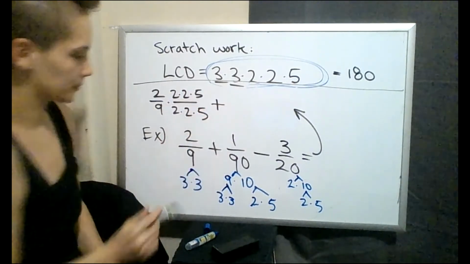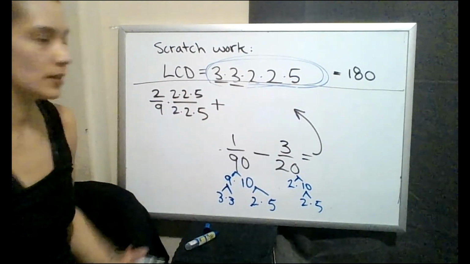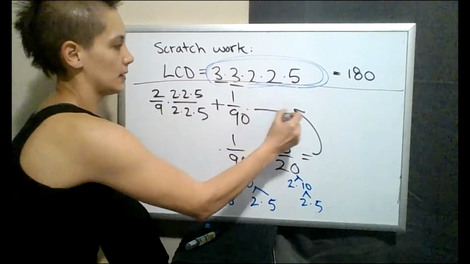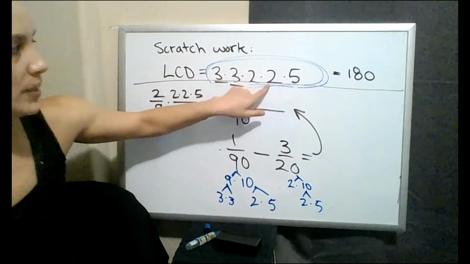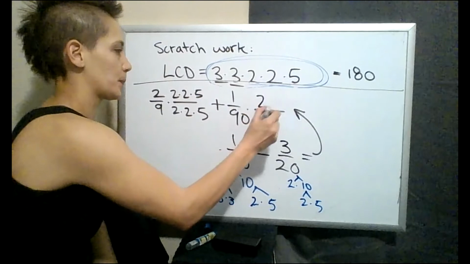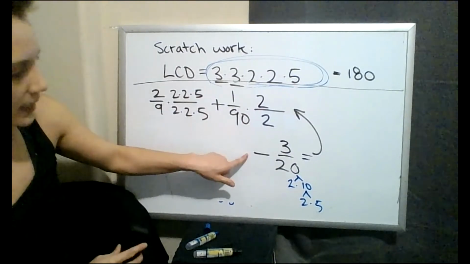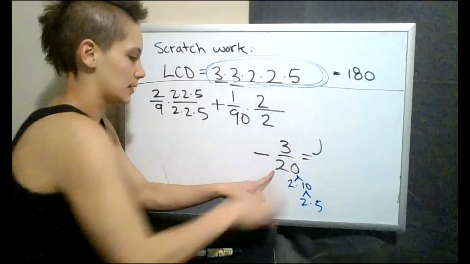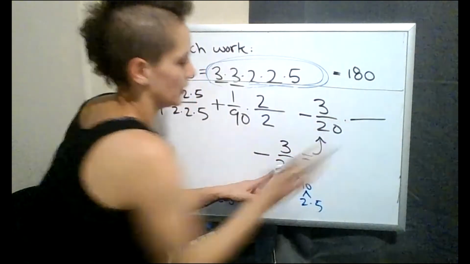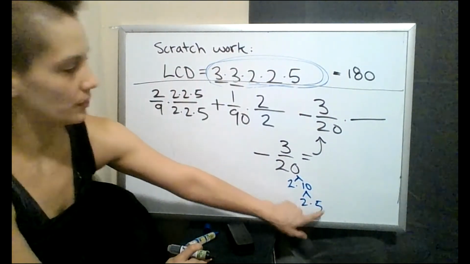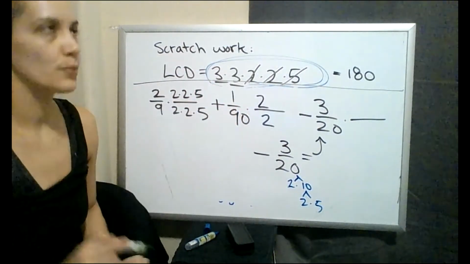Plus 1 over 90 times the 3, the 3, the 2, the 5. It has a 2 and a 5, so we're missing a factor of 2. Minus 3/20. 20 has the 2, the 5, this. So you need 3 times 3 from the LCD, or 9/9.